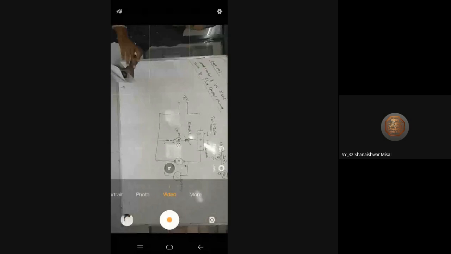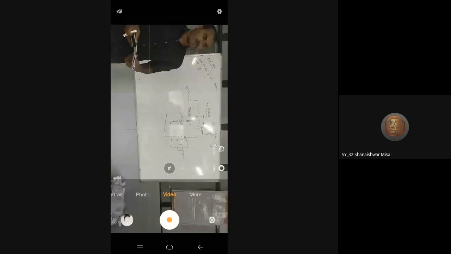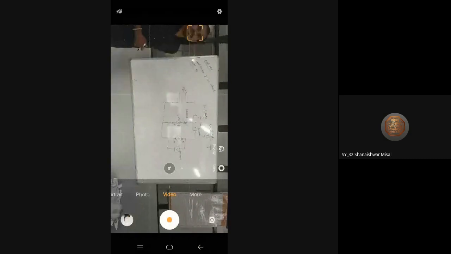Now we have seen the experiment number one, that is the speed control of DC shunt motor with the help of flux control method. Now we will move towards the speed control of DC motor by using armature voltage control.